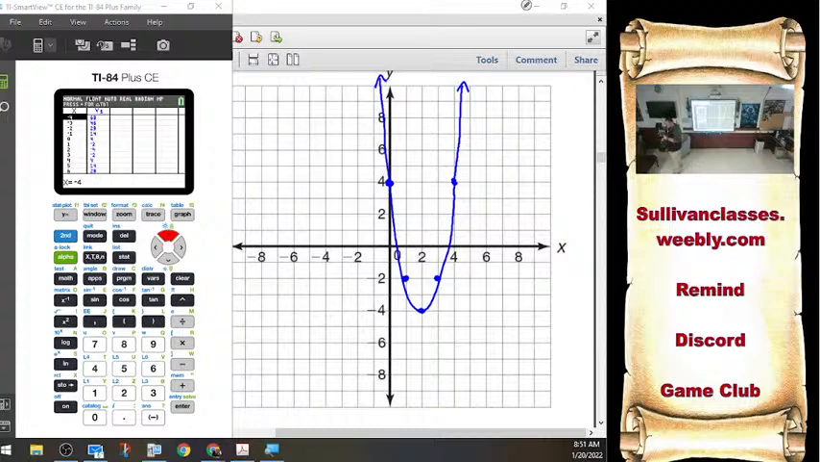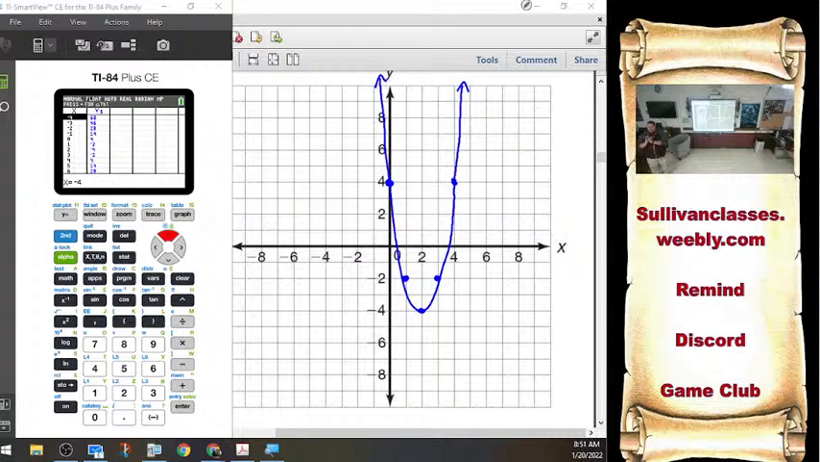Okay, I can plug 0 in for y to find x-intercepts. I can plug 0 in for x to find a y-intercept. Doesn't get me a vertex yet. Remember, look right below this, axis of symmetry.